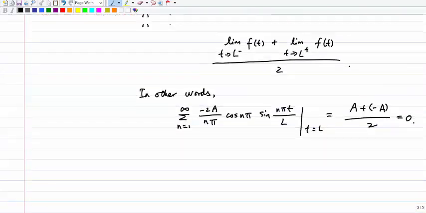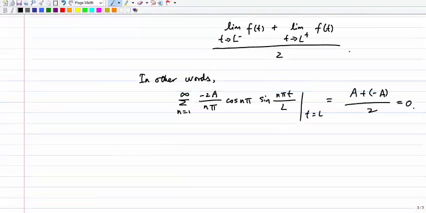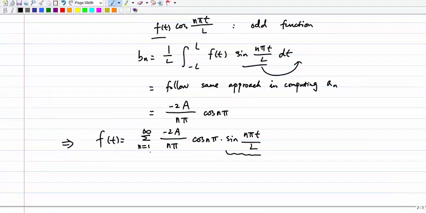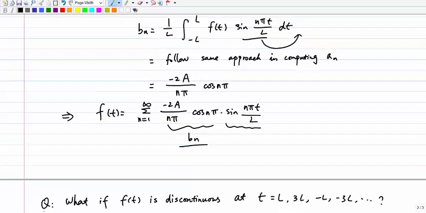If I go back over here, this is my Bn. So this is my sine n pi t over L. Don't forget about this part. All right.